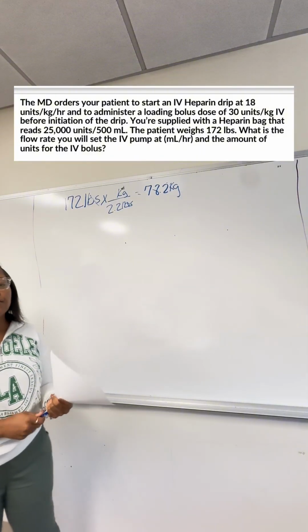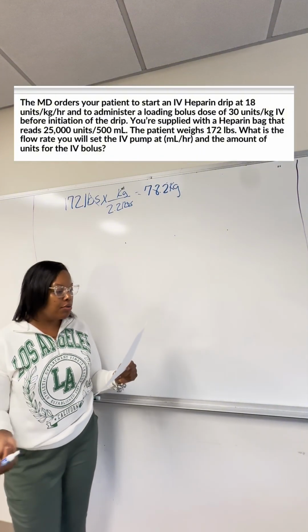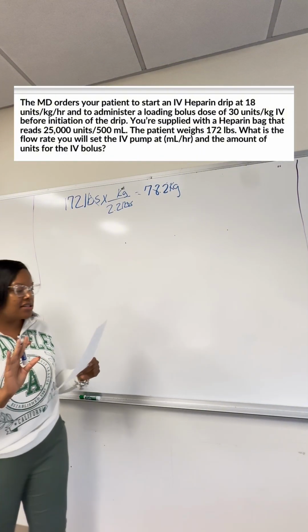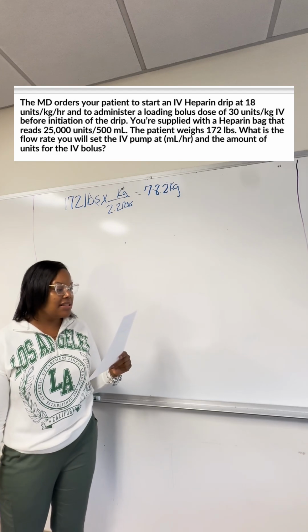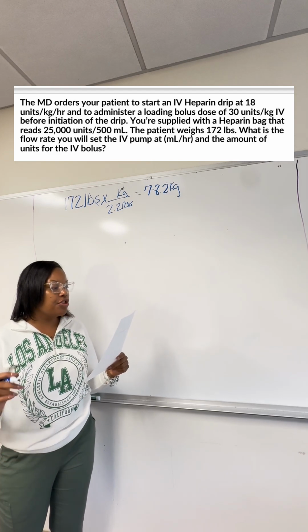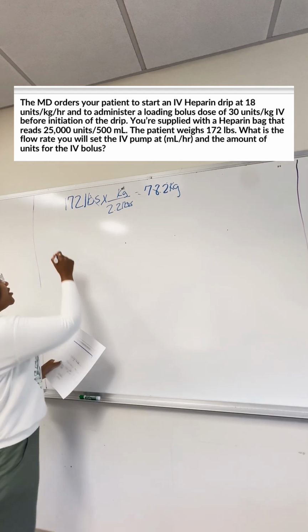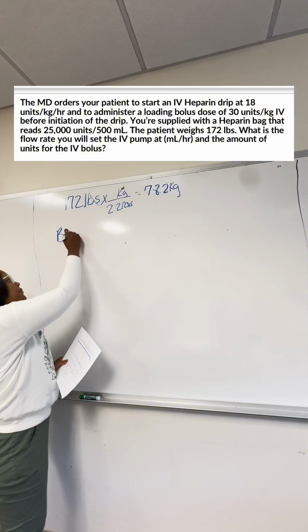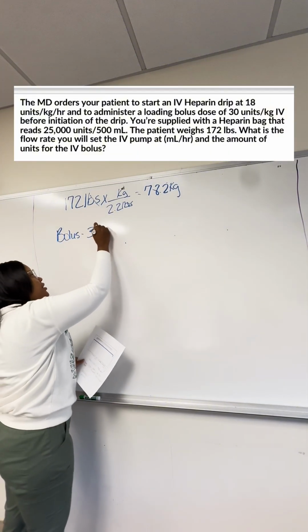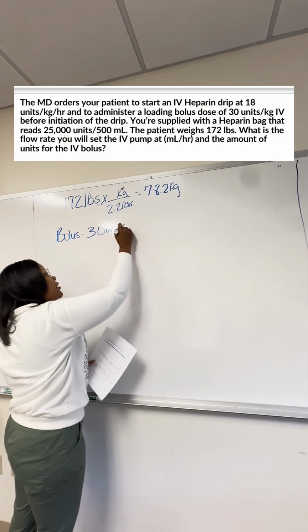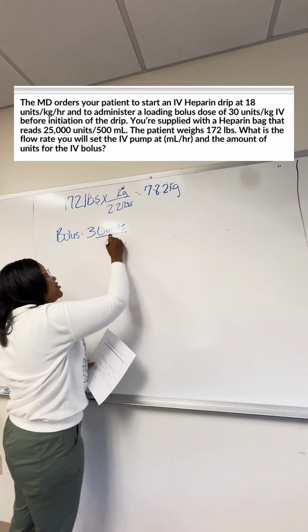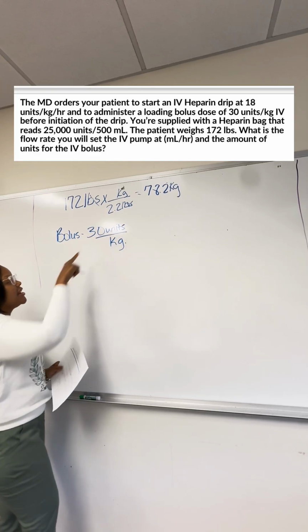All right, so let's first start off with the bolus. So how do you get the bolus? Y'all, this is the easiest part. So the bolus says that the bolus is for 30 units per kg. So let's just write it out. Bolus is 30 units per kg. So that's all that is saying.